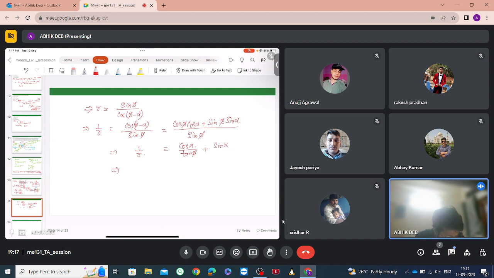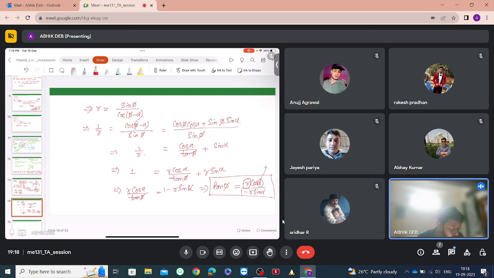So now we are multiplying it again. So 1 is equal to r cos alpha by tan phi plus r sin alpha. So r cos alpha by tan phi is equal to 1 minus r sin alpha. If we take now tan phi, so tan phi will be equal to r cos alpha by 1 minus r sin alpha.